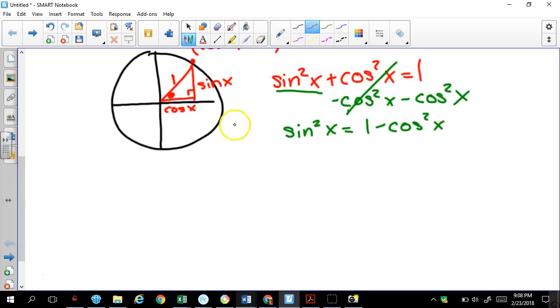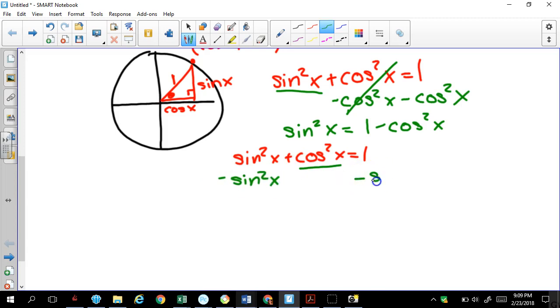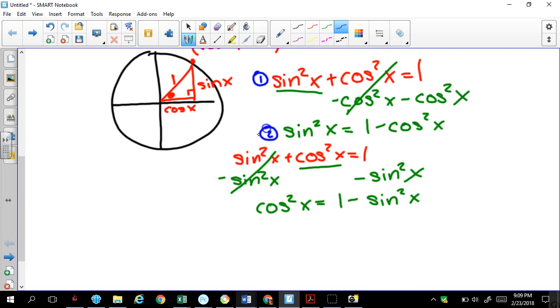I can find the next one by taking that original sine squared x plus cosine squared x equals 1. And instead of solving for sine squared like I did in that one, I'll solve for cosine squared. So I'm going to subtract sine squared x from both sides. Okay, so that's going to get me cosine squared x equals 1 minus sine squared x. Okay, so that's your third identity. So here I have 1, 2, and 3. Those are all the ones involving sine and cosine.